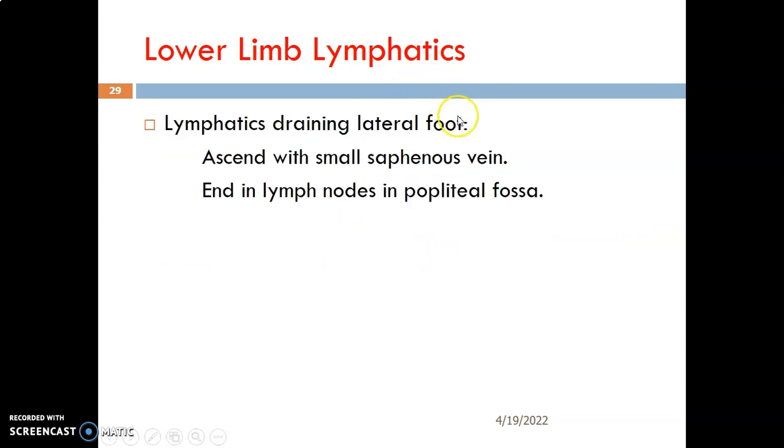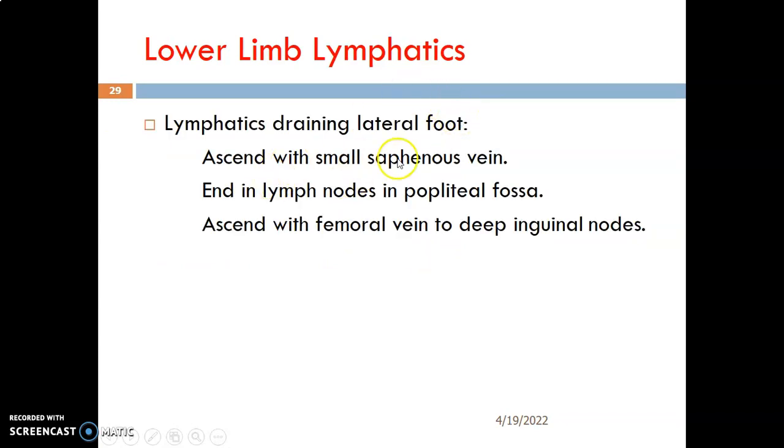Then the lateral foot usually will drain following the lymphatics around the small saphenous vein, and these end up at the lymph nodes in the popliteal fossa. Then from there, they will ascend following the femoral vein to the deep inguinal nodes. Remember, the majority of the deep inguinal nodes are in the femoral canal, the Cloquet's node that drains the clitoris in females and the glans penis in males.